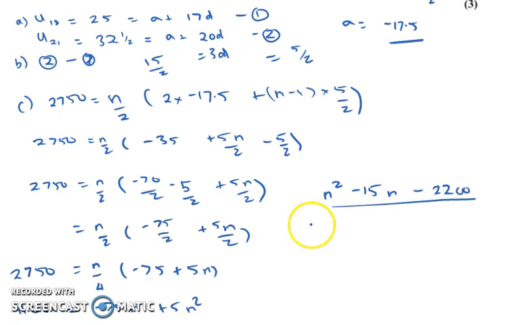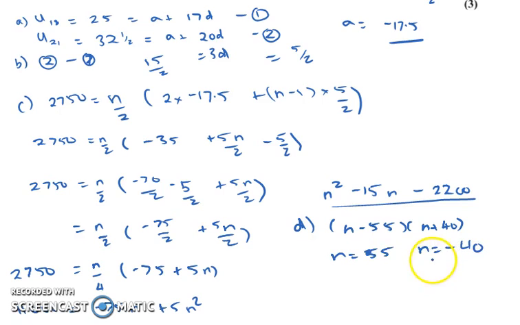Part D says, hence, go ahead and find the value of n. So even if you couldn't do part C, you could have maybe got part of the way through, you just go ahead and use it in part D. So we're going to factorise it, and it gave us a nice little hint in the question because it said that 55 and 40 were factors. So we've got n minus 55 and n add 40, so n equals 55 and n equals minus 40. Can't have a negative term, so n will just be 55.